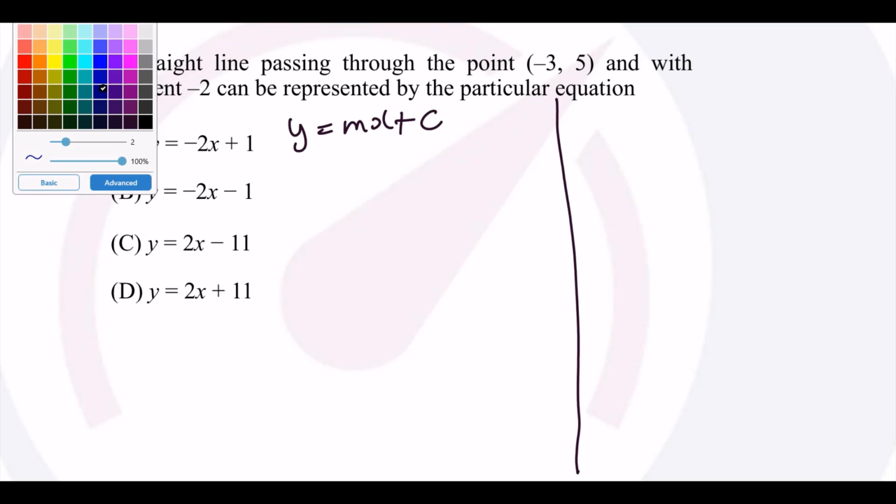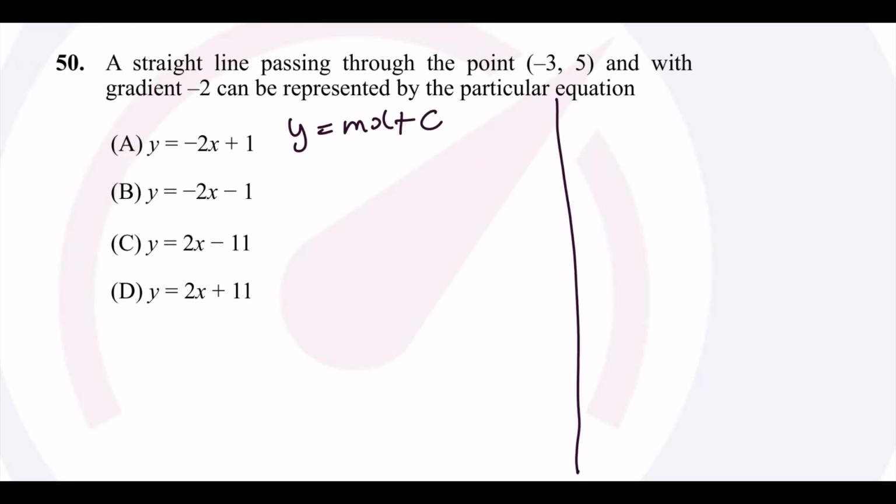Good. So now we have what we have from the question. We have our point, so this gives us the x and y. And we have our gradient, this gives us m. So let's go ahead now and plug in what we have. Because we want to find our c, and this point didn't give us our y-intercept, we have to go ahead and find c. So we have y is 5, m is -2, x is -3, plus c.